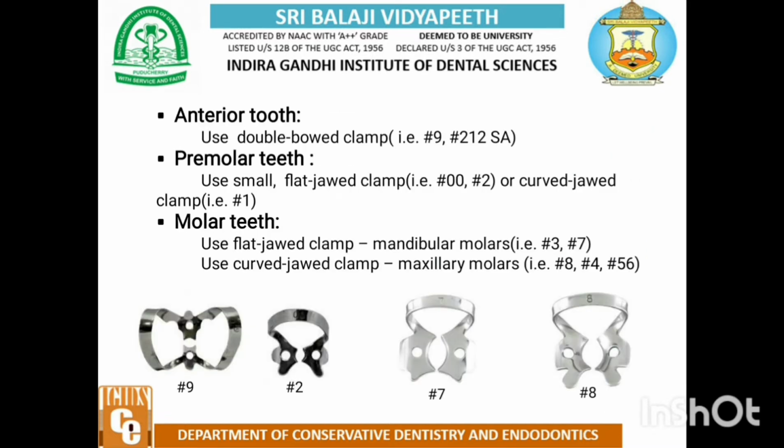Here are the different clamps for specific teeth. Anterior tooth: use double bowed clamp, that is number 9, number 212 SA. Premolar teeth: use small flat jawed clamp, that is number 00, number 2, or curved jaw clamp, that is number 1. Molar teeth: use flat jaw clamp for mandibular molars, that is number 3 and number 7. Use curved jaw clamp for maxillary molars such as number 8, number 4, number 56.